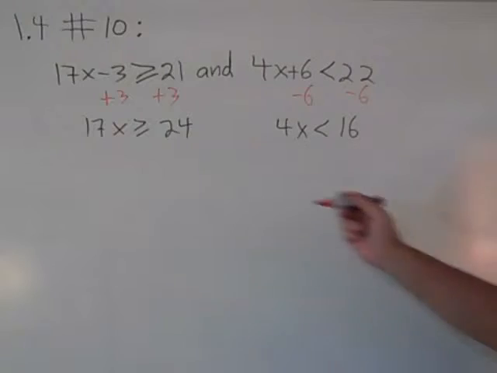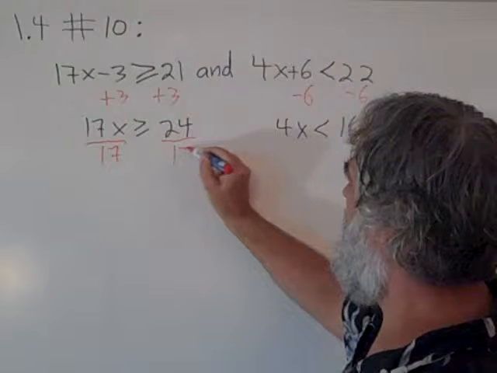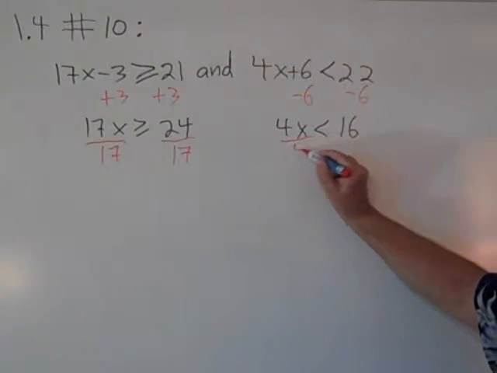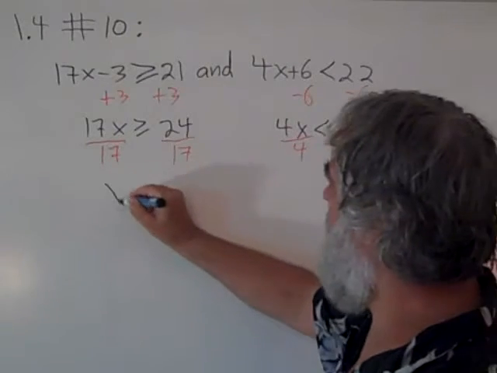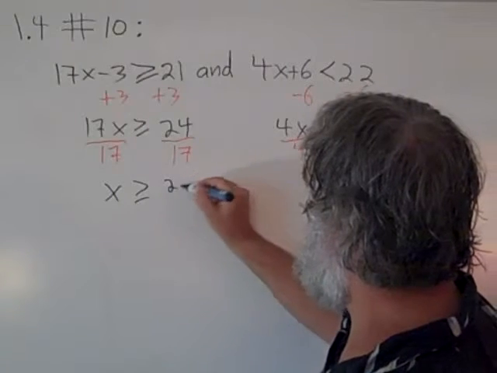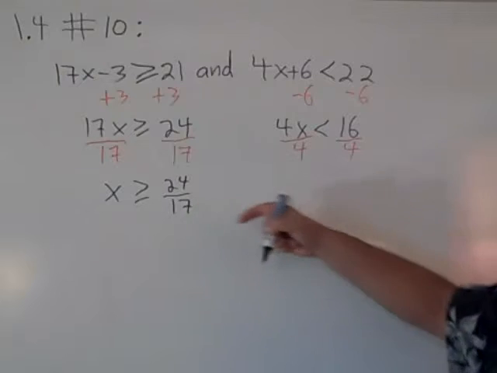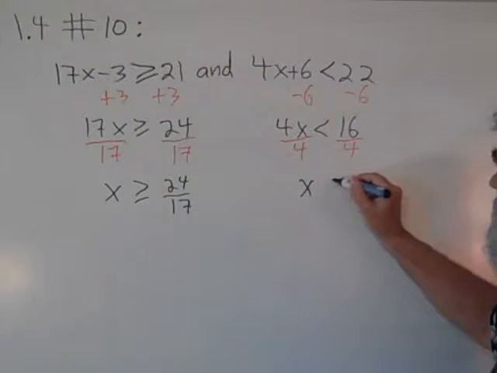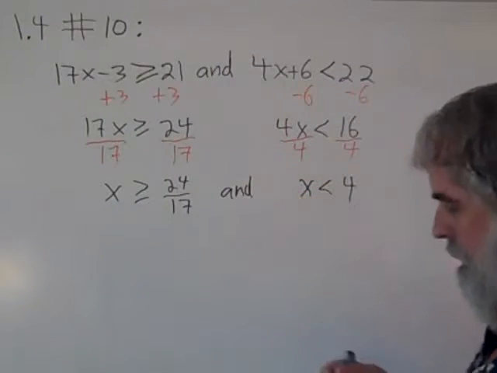So over here now, we'll divide by 17 to cancel out the coefficient of x. And this one, we'll divide both sides by 4 to cancel out the coefficient of x. So now we end up with x is bigger than or equal to 24/17. There's no common factors because 17 is prime. And this one we get x is less than 4. And this is an AND problem.